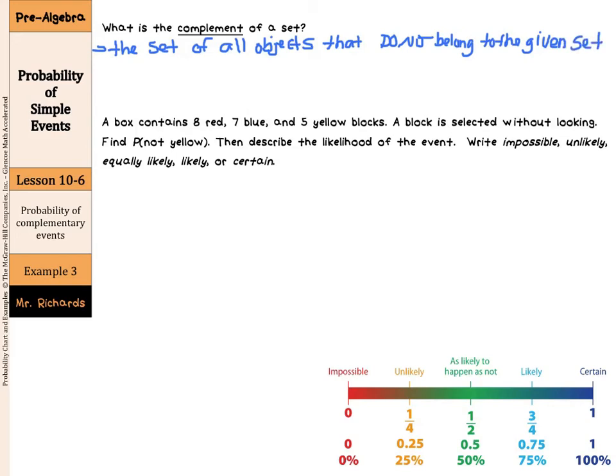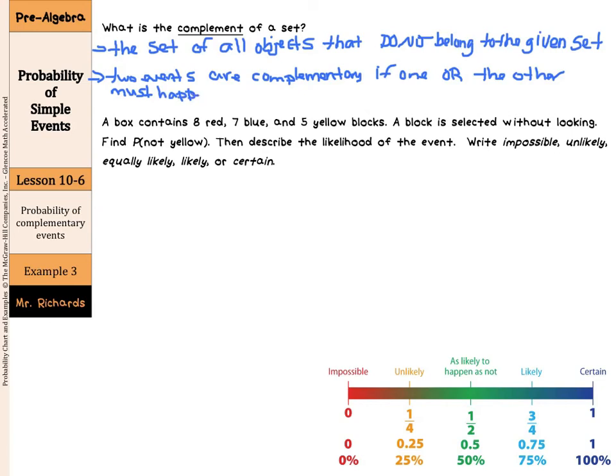Now, 2 events are complementary if one or the other must happen, but they cannot happen at the same time.